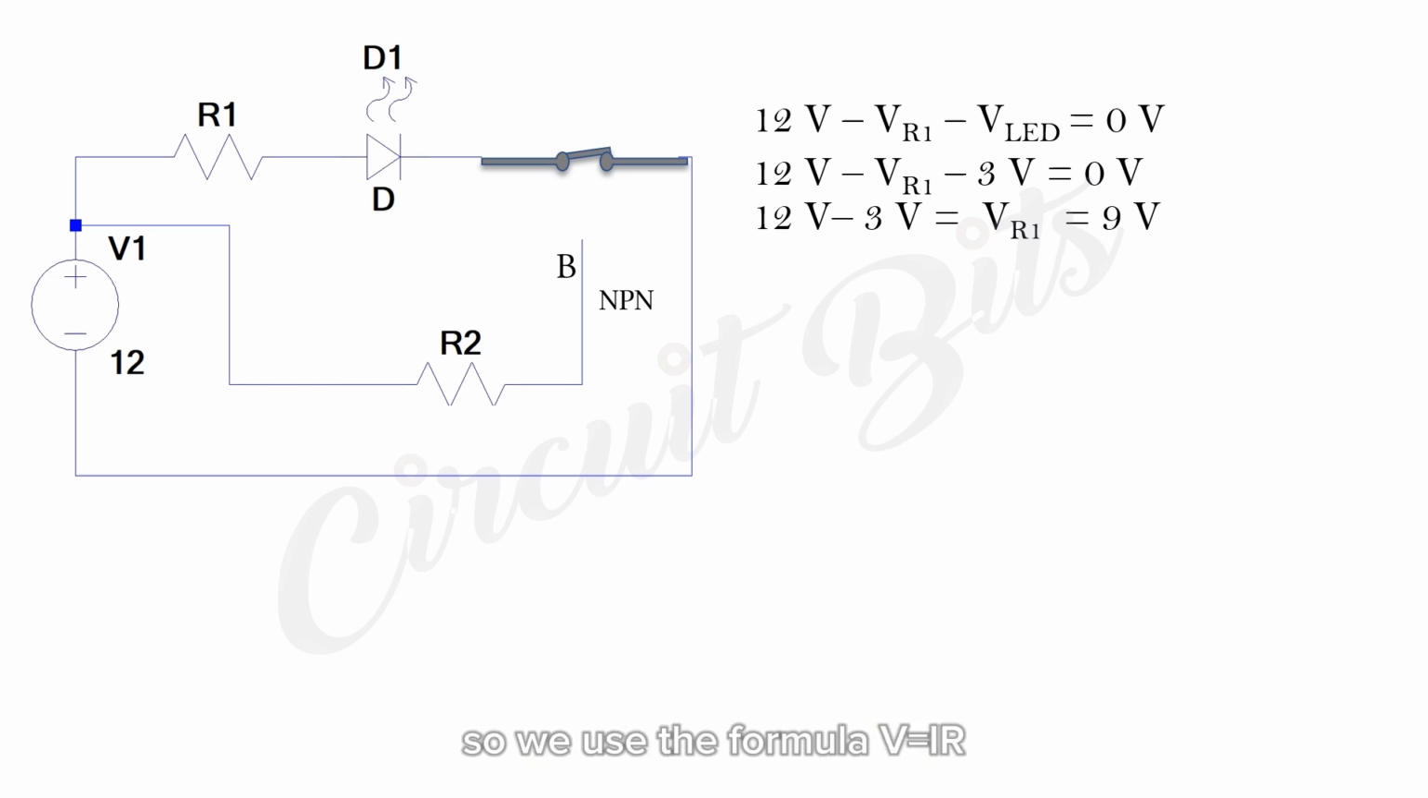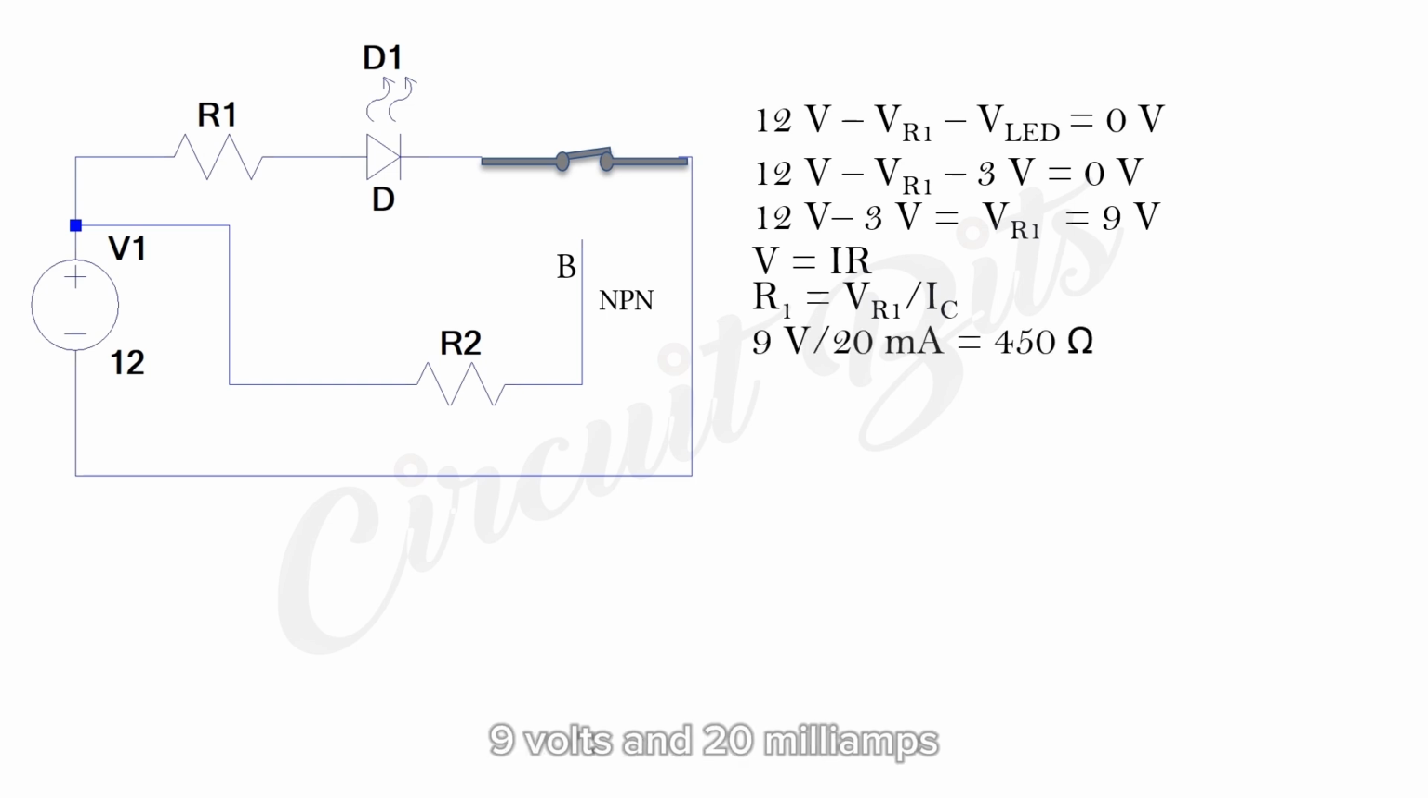So we use the formula V equals IR to find the value of the R1 resistor. If you do that, we'll have R1 as the subject of the formula, which becomes VR1 over IC, and then bringing in the values, 9 volts and 20 milliamps, when we divide them, we have 450 ohms.